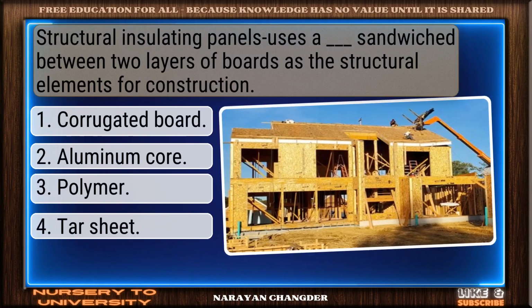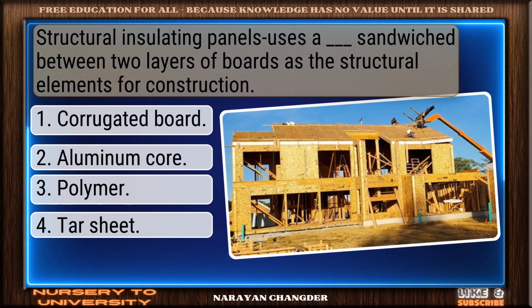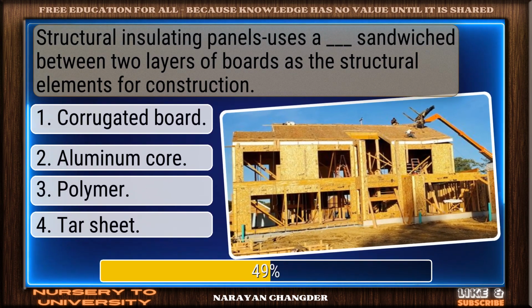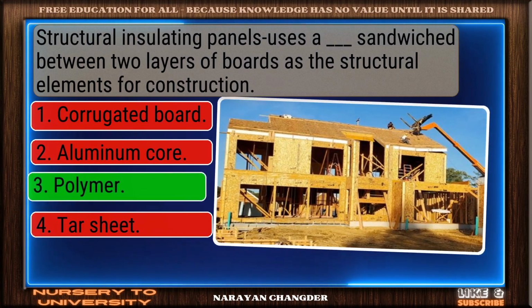Structural insulating panels use a dash sandwiched between two layers of boards as the structural elements for construction. Good thinking. Polymer is the right answer.